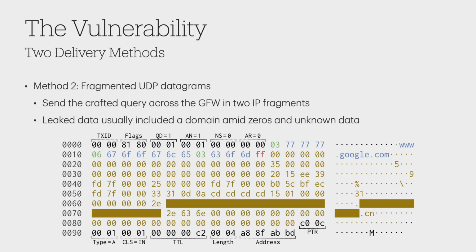The second method is to split the payload into IP fragments. The Great Firewall is capable of assembling IP fragments. When we sent the crafted query in 2 IP fragments, the leaked data usually included a domain, amid null characters and unknown data. We suspect such data came from the program responsible for assembling the fragments.